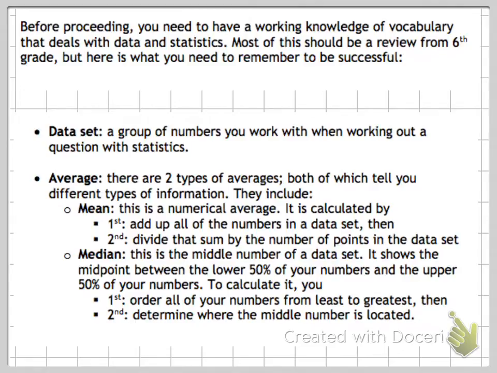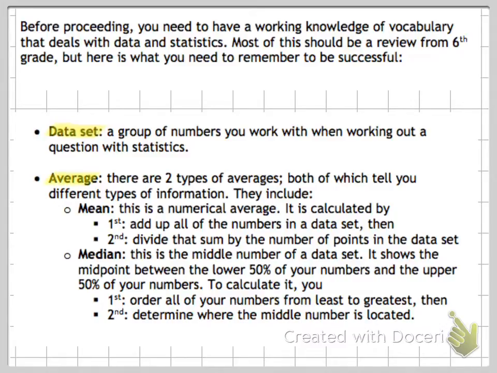Before proceeding, you need to have a working vocabulary that deals with data and statistics. Much of this is supposed to be reviewed from 6th grade. That doesn't mean that you remember it. I understand that. You're going to have hard copies of these notes in class, but they're also here for you to reference as well. The first one we're going to talk about is called a data set, which is a group of numbers you work with when working out a question with statistics. An example of that would be all of your grades that you're trying to average out for a quarter to figure out what your grade is.